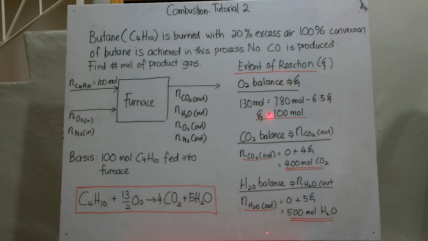And then using this extent of reaction, I do the CO2 balance to find the CO2 out. I do not know what CO2 out is yet, but based on the extent of reaction, it is equal to 0, because we do not have any CO2 in the feed, plus 4 times the extent of reaction from this reaction, and then we get 400 mole of CO2. To find the H2O out, we use the H2O balance. From the H2O balance, using the extent of reaction, we obtain the amount of H2O out equivalent to 500 mole of H2O. That is how we solve this question.